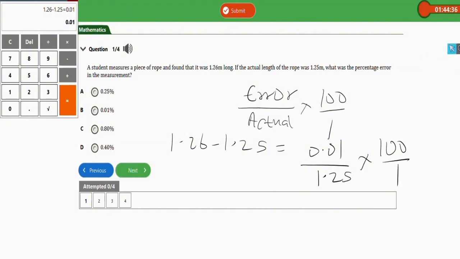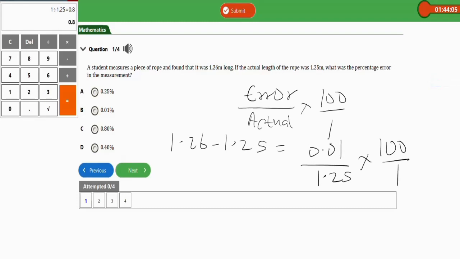So let's punch it in the calculator to get the result. It's going to give us 0.01 times 100, so we have 1 divided by 1.25. So we have it to be what? 0.8%. So the correct option is what? Option C. So it's as simple as this, guys. Let's go to the next question.